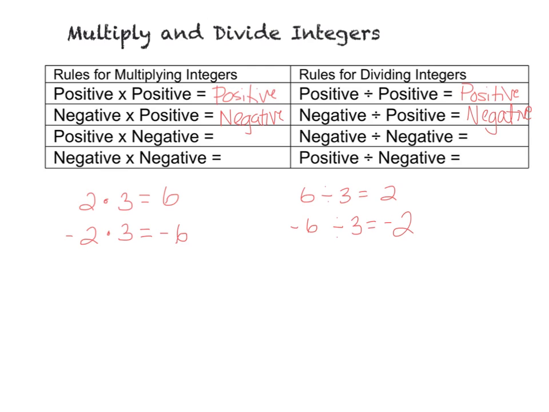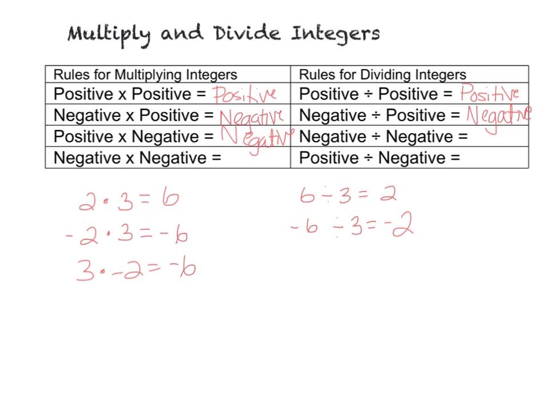Our next one is a positive times a negative. 3 times a negative 2 is going to be, again, a negative. Because remember, when we multiply these two numbers, they can switch around any way that they want to. So it doesn't matter if the 3 is here, or the negative's here or here, it's still going to be a negative.